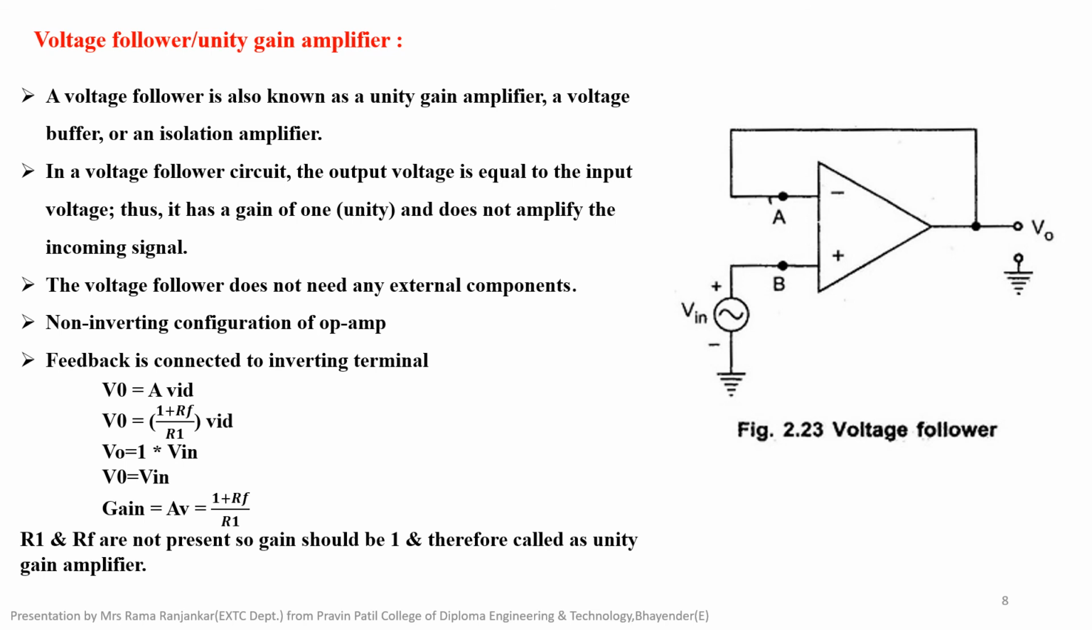Okay. So here R1 and Rf are present. So the gain should be 1, and therefore it's called a unity gain amplifier.